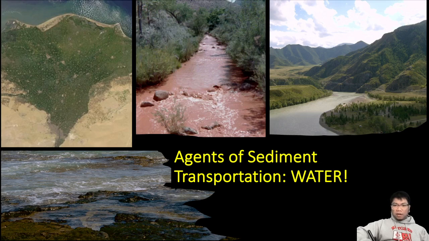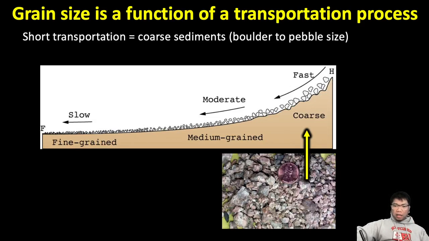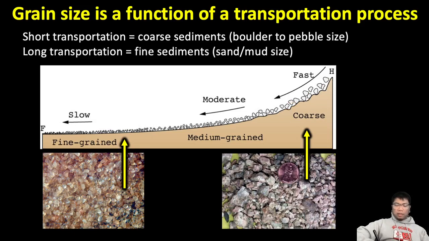And one of the major agents of sediment transportation is water. So remember the gush of water in streams or rivers or ocean waves maybe. These are all agents of sediment transportation. And remember that grain size is a function of the transportation process. So for example, here are coarse grains of sediments. Coarse grains of sediments typically indicate that we have a short transportation, okay? Whereas long transportation will create fine sediments such as sand or mud size sediments, okay? So again, the grain size is a function of the transportation process.